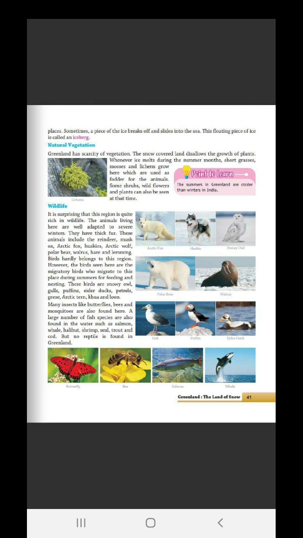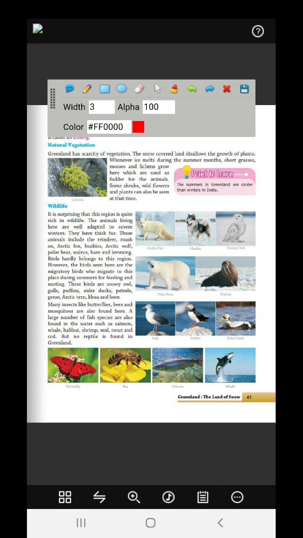Sometimes the pieces of ice break off and slide into the sea. This floating piece of ice is known as an iceberg. All of you know, I hope so. Seen the movie Titanic.